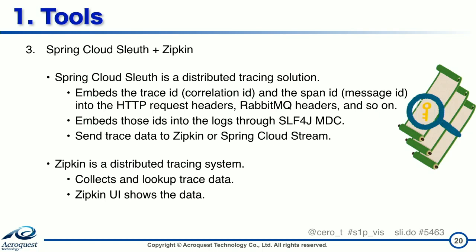On the other hand, Zipkin is a distributed tracing system server. I think I can say that Spring Cloud Sleuth is a data collector or a data collection agent running in the microservices. And Zipkin is a server which collects data from Spring Cloud Sleuth.